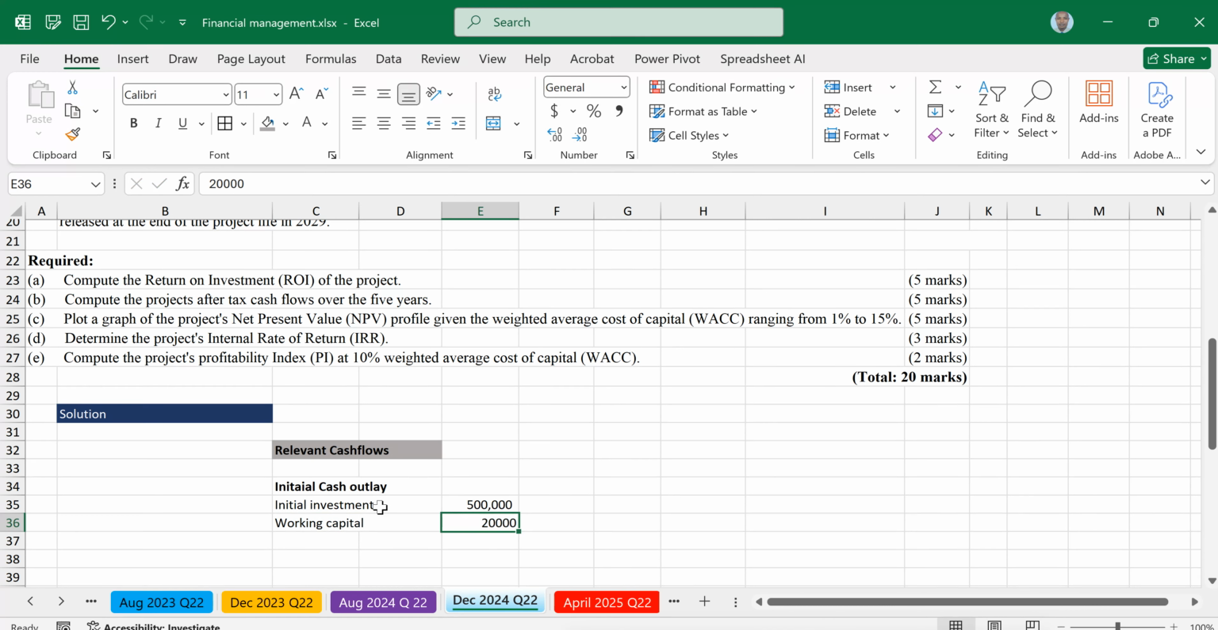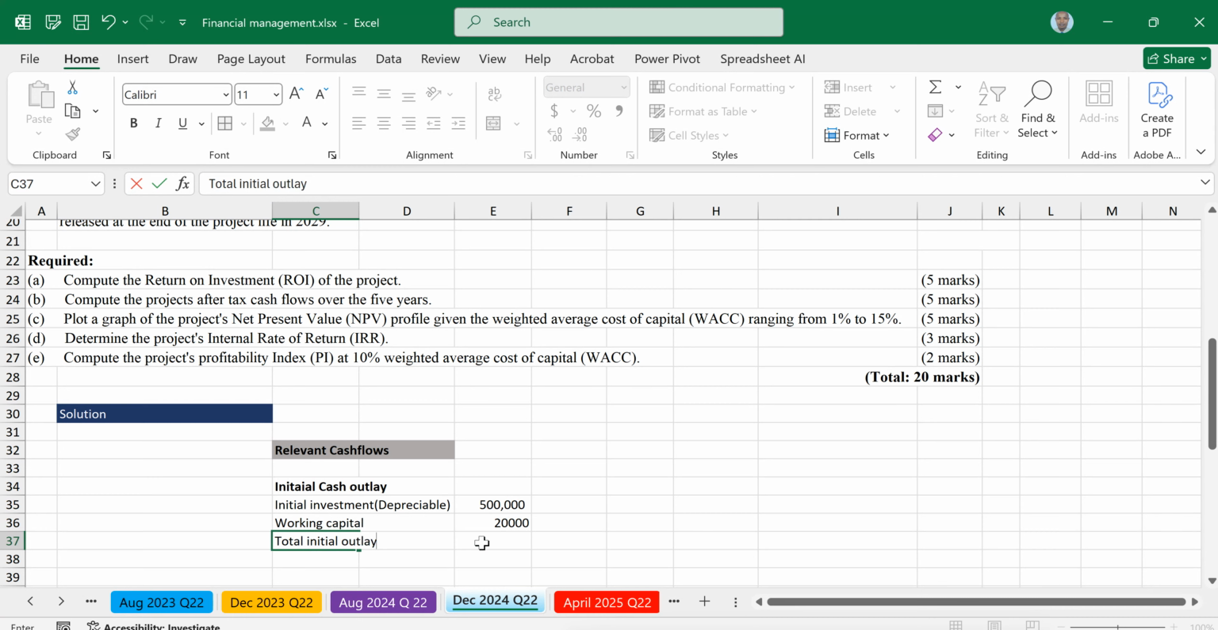Remember, the first one here is the one that is depreciable. We are going to say depreciable, close bracket. Then the total initial outlay: sum up the two, for the total from initial cash outlay.